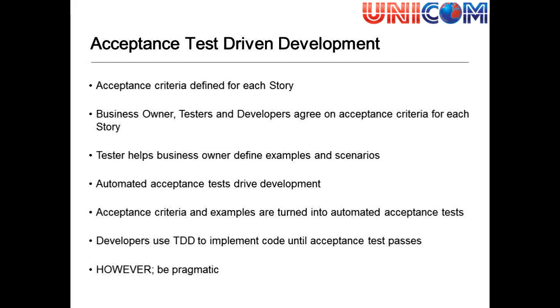So we want the business owner, the testers and developers to agree on the acceptance criteria for each story. And I really do like having the testers help the business or the product owner and the stakeholders understand what it is that they need to do by defining examples and scenarios. And we need these acceptance tests automated if possible, to help us drive the development, to give us that safety net that we would have with test-driven development, the unit tests.